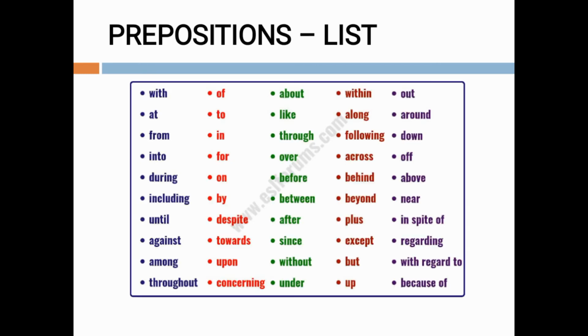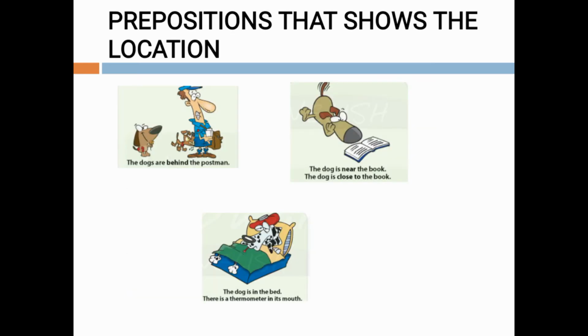Fine. So this is the prepositions list. This also shows you only a few, so in detail we'll learn. With, at, from, into, during, including, despite, towards, upon, below, with, without, under, up, but, except, because. These are all a few prepositions. Next we'll learn the prepositions that show the location.